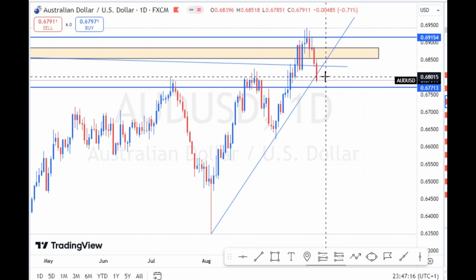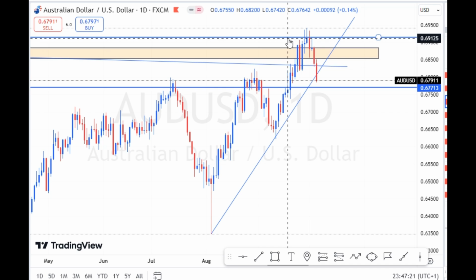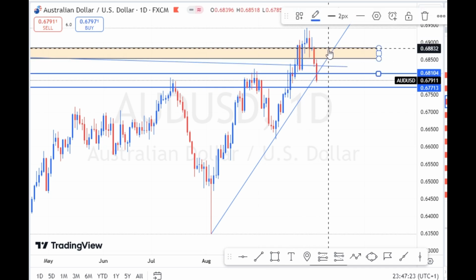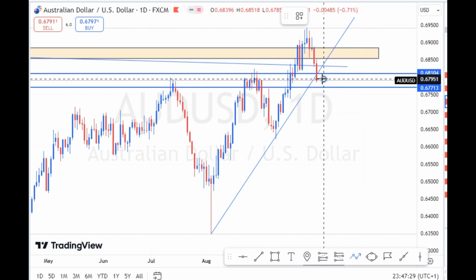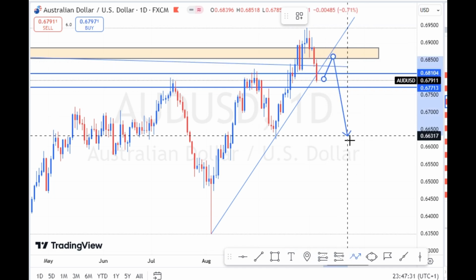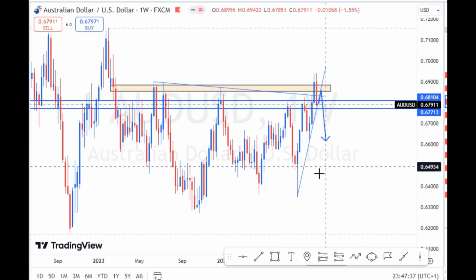Then what we expect now, we expect Australia USD to retrace back to this resistance area. We have a resistance here, and we also have a resistance here. So we expect price to retrace back to this resistance, and we're looking for a sell opportunity for the Australia USD. So let's go to the weekly chart of the Australia USD.